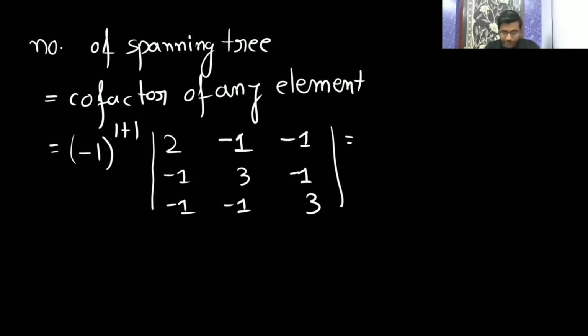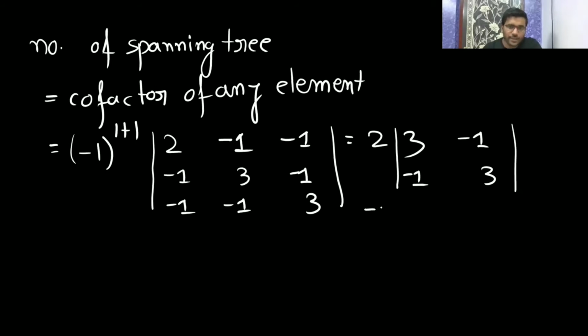Now how to take the determinant? Here it is going to be 2, then remove that row and column, leaving 3 -1, -1 3. Then here it is going to be minus -1. See, here it's plus, then -1. I think everyone knows, that's why I'm going on.